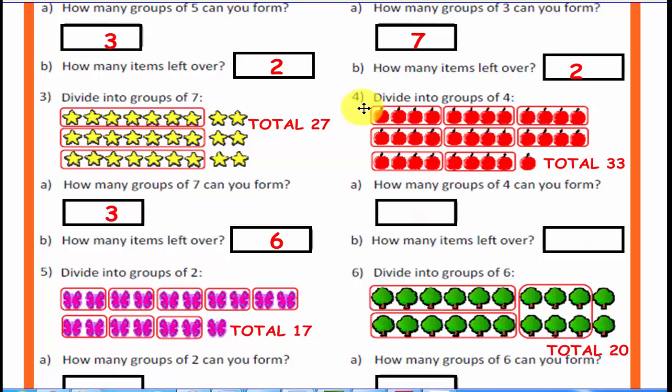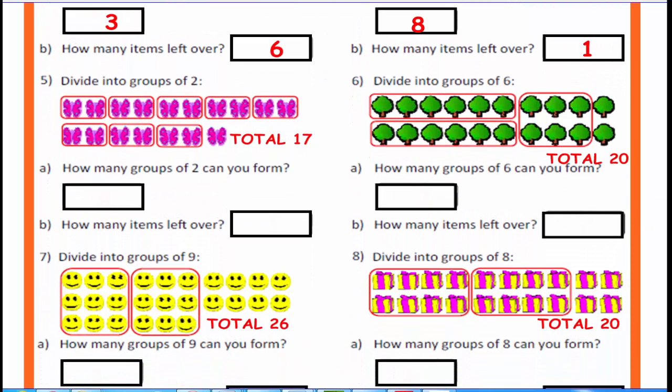Let's look at number 4. Here we're going to divide it in groups of 4, and we have 1, 2, 3, 4 in each group. So, how many groups do we have? 1, 2, 3, 4, 5, 6, 7, 8. So we have 8 groups. 4 times 8 is 32, and we have 1 left over. So that makes it 33.